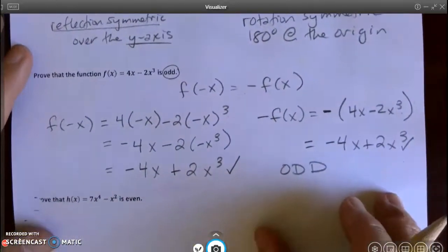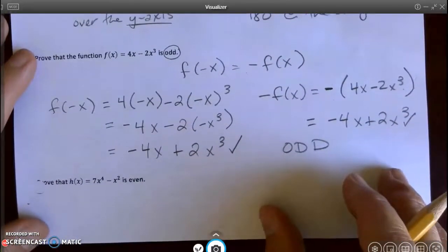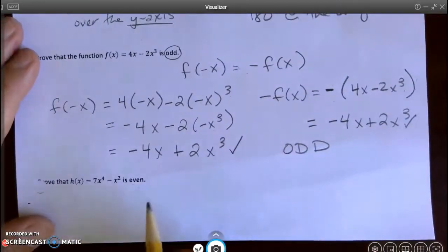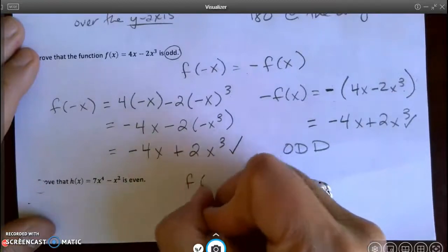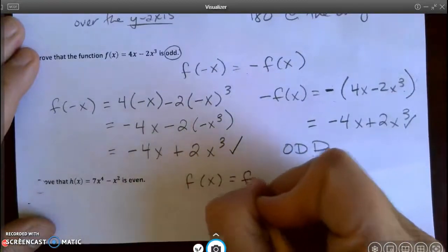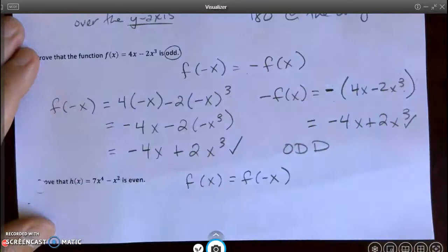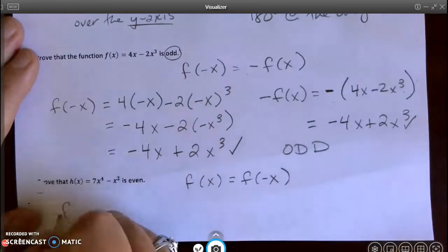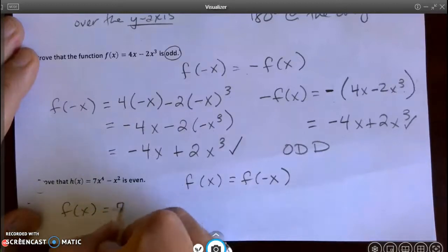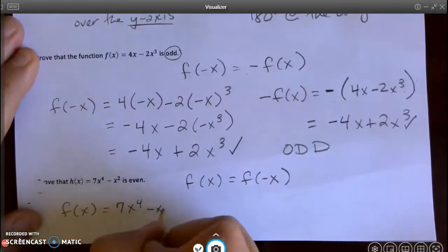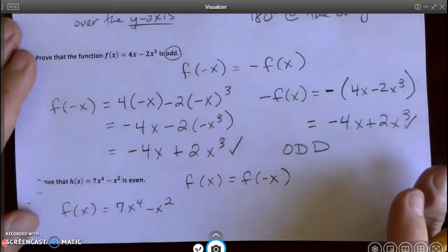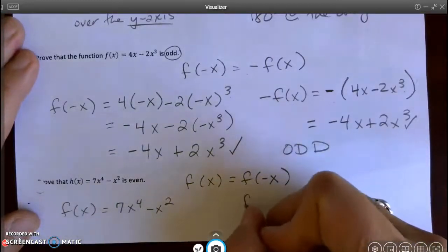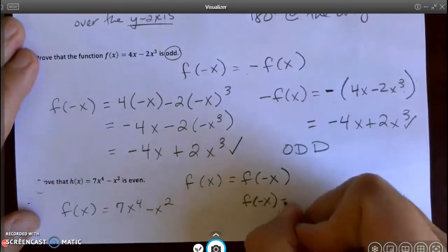Now we're asked to prove that something is even. So since I'm going to prove that something is even, I have to use the even equation test, which is f of x equals f at negative x. Right, I've got to do both parts of the proof. F of x simply equals 7x to the 4th minus x squared. That's all I have to do for the left side, is write it down. For the right side, I have to do a little bit of work.